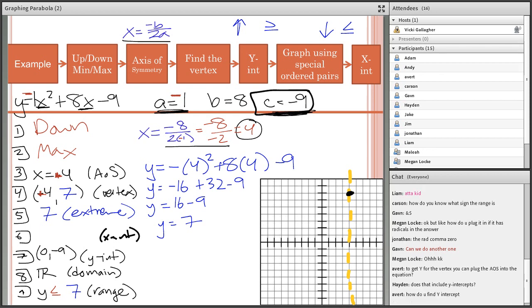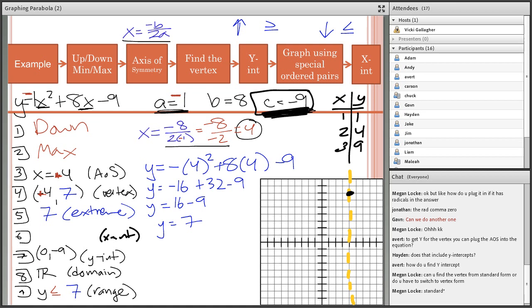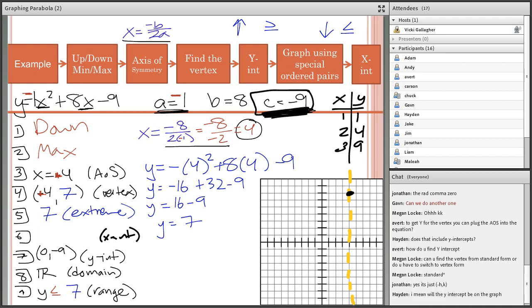In standard form, it's C. Or you can look at your graph. So when I'm done graphing, we can look at the graph. I'm hoping we learned our special ordered pairs: 1, 1, 2, 4, 3, 9. Yes, you can find the vertex from standard form. You need to find your axis of symmetry using this formula up here, and then you plug that in.